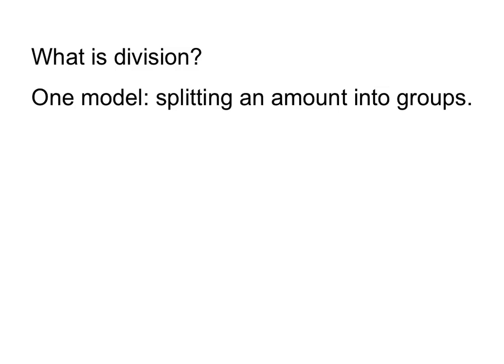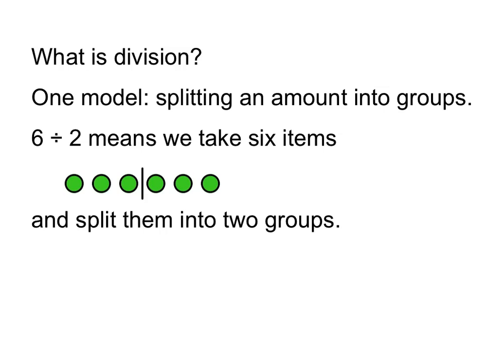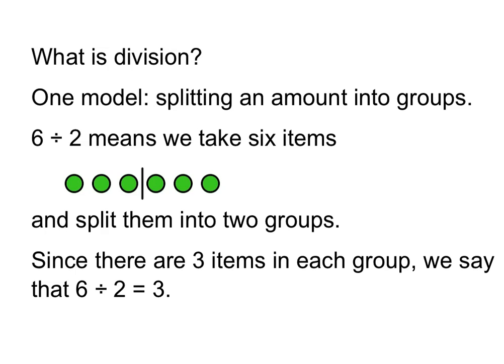Now, one way of thinking about division is to think of it as splitting an amount into smaller groups. 6 divided by 2 means we take 6 items, and out of those 6 items we form 2 groups. Since there are 3 items in each group, we say that 6 divided by 2 equals 3. So the quotient, the answer when we divide, is answering the question, how many are in one group?